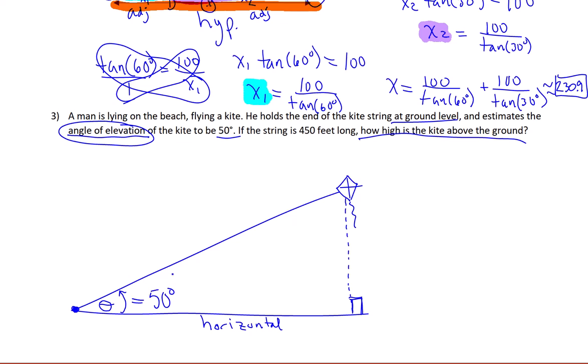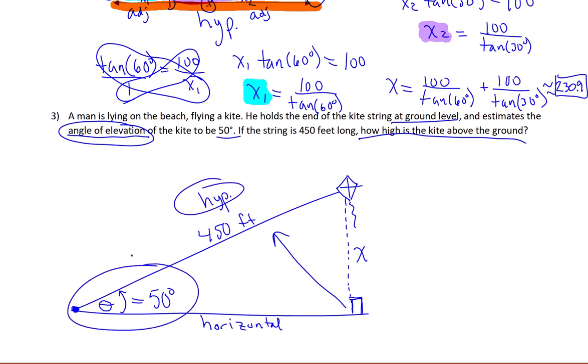What else we know is that the string is 450 feet long. So we'll label the string, the one going all the way up to the kite, as 450 feet. And then the question is, how high is the kite above the ground? Well, that's our missing side length, which we'll just call x, just to give it a name. As you can imagine, we have a right triangle, which means we can label some things. So across from the right angle, we have the hypotenuse. Label it as that. If we're using the angle 50 degrees where theta is, then across from that angle, you have the opposite.